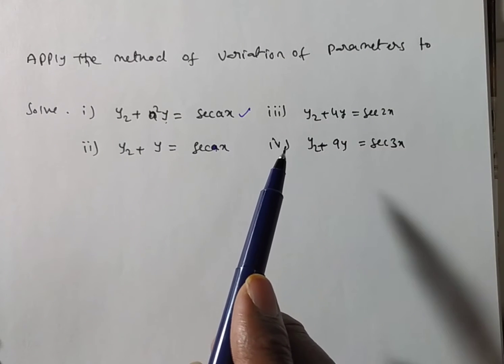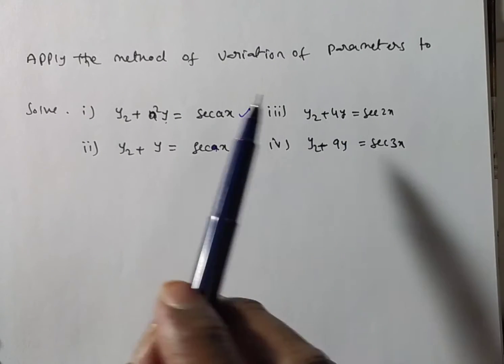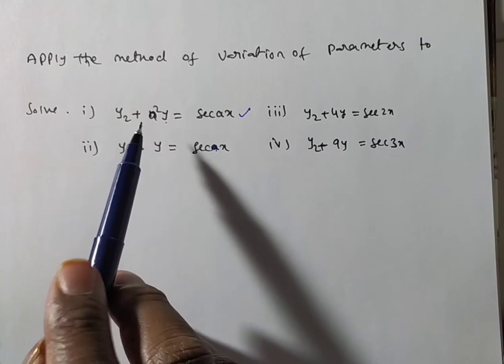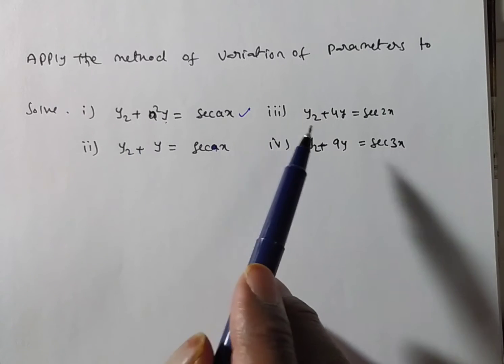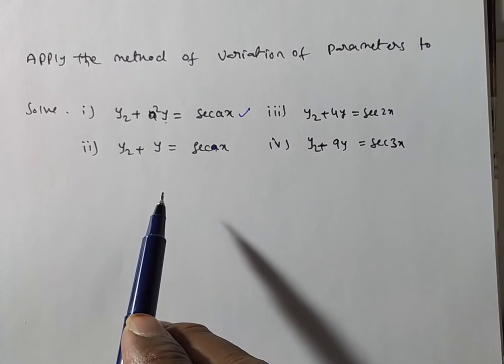If, suppose, in the exam you are given to solve y'' + 4y = sec 2x by the method of variation of parameters, just do it directly. Don't write the general a value; replace it by 2. To understand these problems, I am doing this one. Is it clear for everyone?